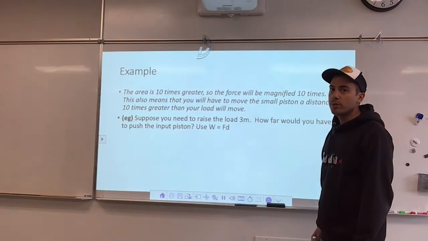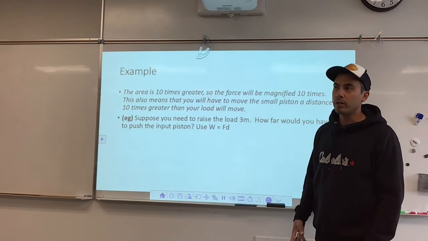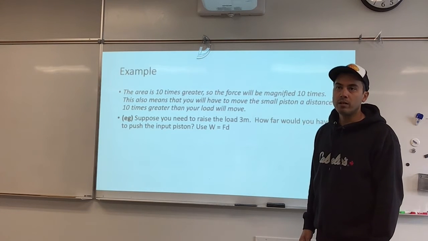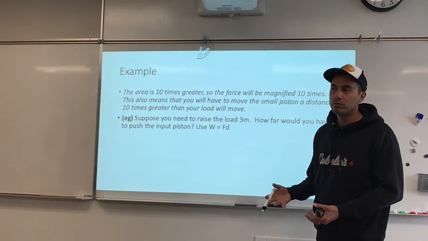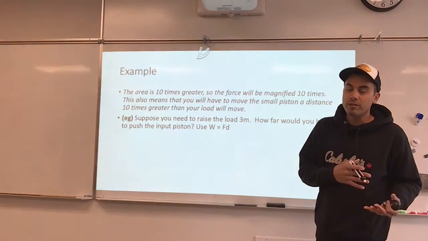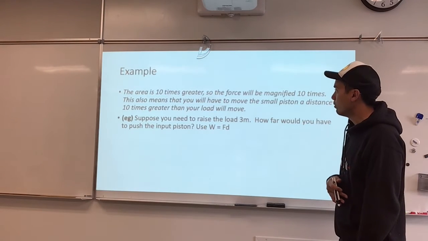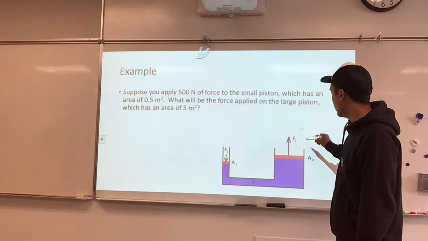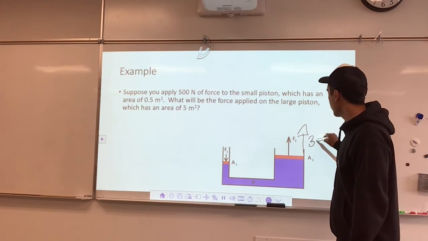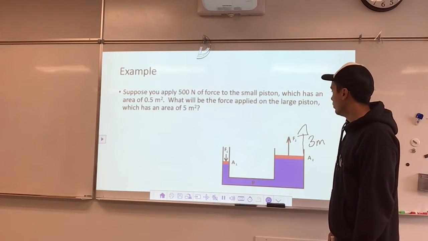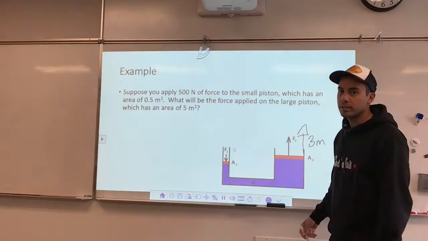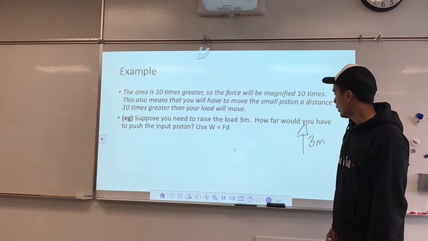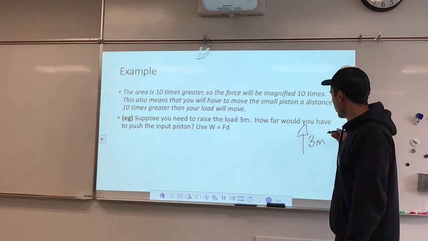Okay, there's always a trade-off though, as we learned with levers and with the wheel and axle system as well. If we get a mechanical advantage, usually the trade-off is distance, and so we're going to check that out right here. So suppose we needed to raise this load in the previous example 3 meters. So if we've got to go up 3 meters, how far do I have to push that piston down? Well, we might lose something, as we're going to find out. So it's got to go up 3 meters.